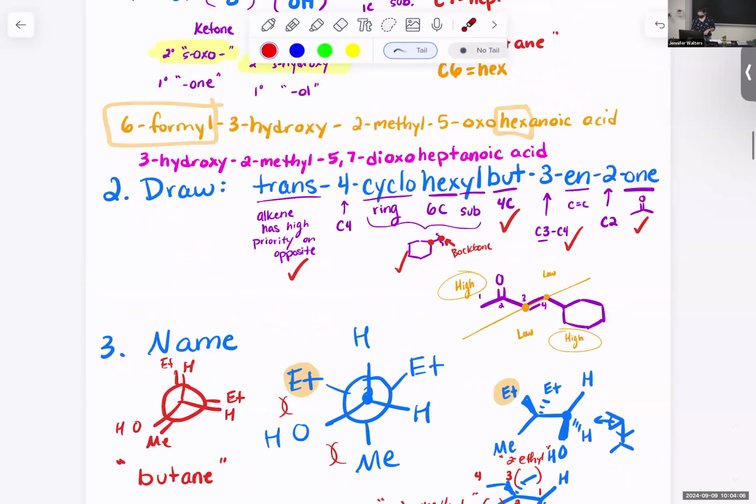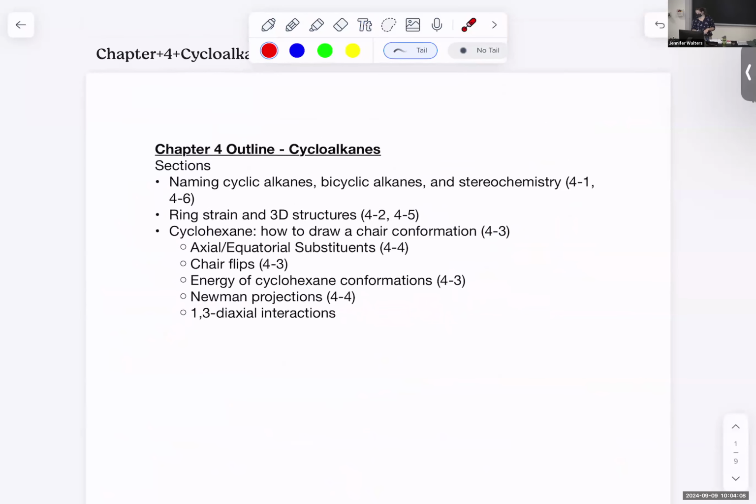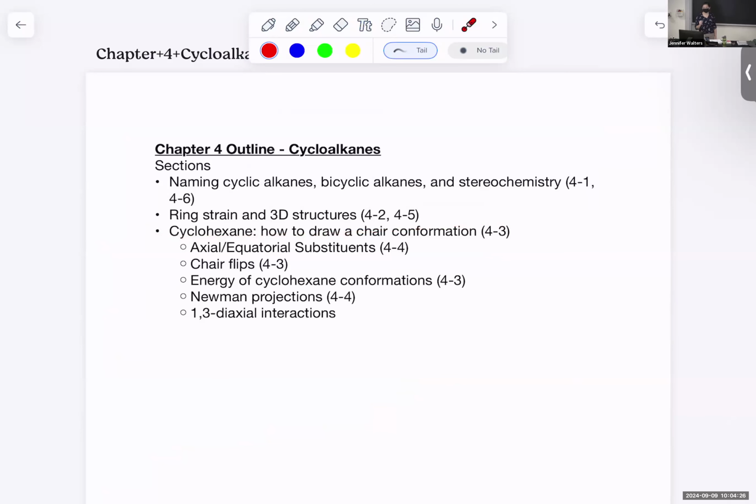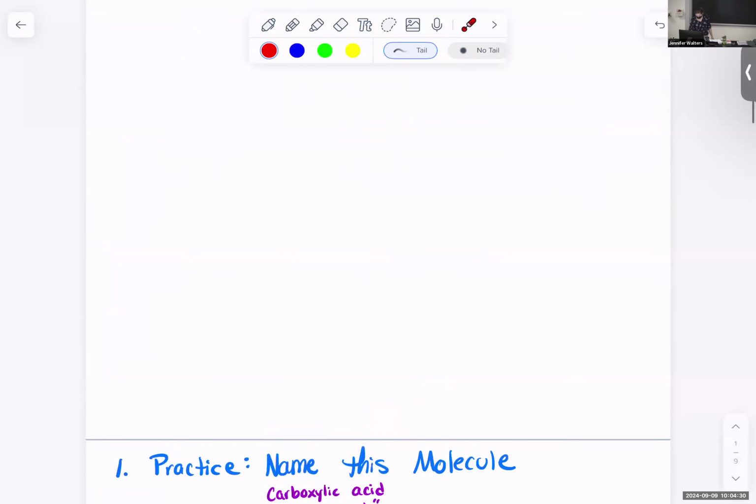Okay, so what we're starting is our cycloalkanes. We're going to do naming our cycloalkanes and our bicyclic alkanes. Then we'll get into our stereochemistry. We'll do ring strain, looking at three-dimensional structures, and cyclohexane is going to be the bulk of it. This is where we're going to spend most of our time this week, looking at our chair conformations and how to draw them and the relative energies of them.